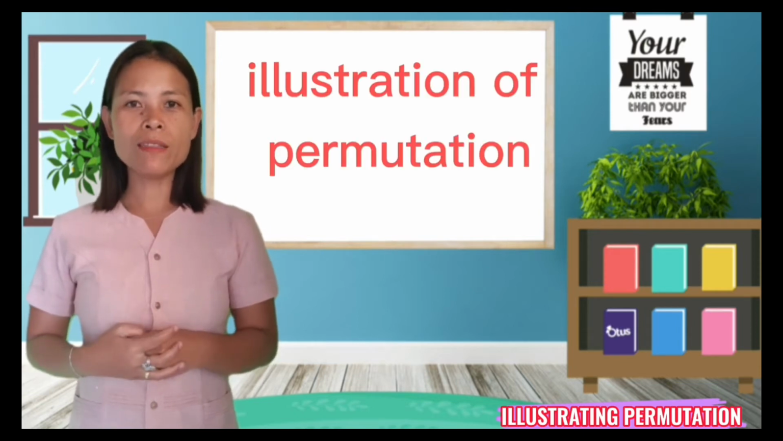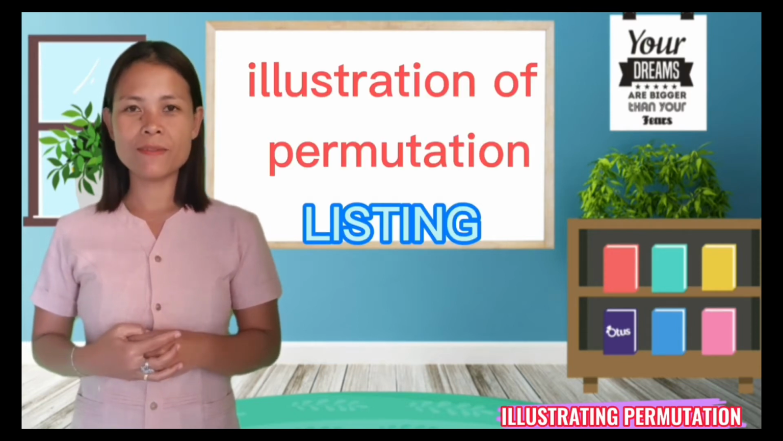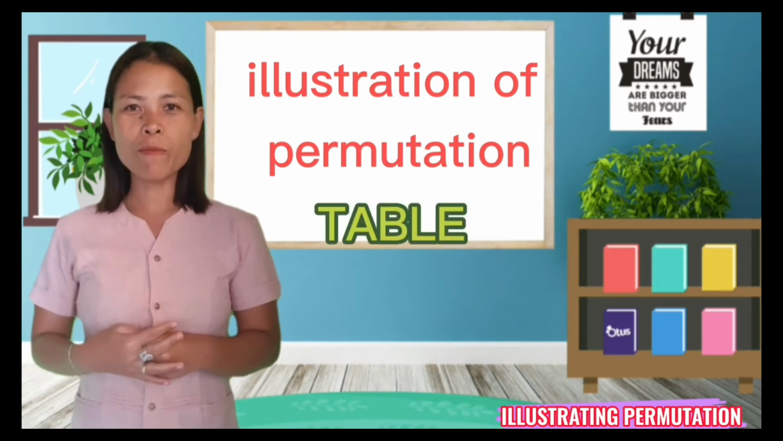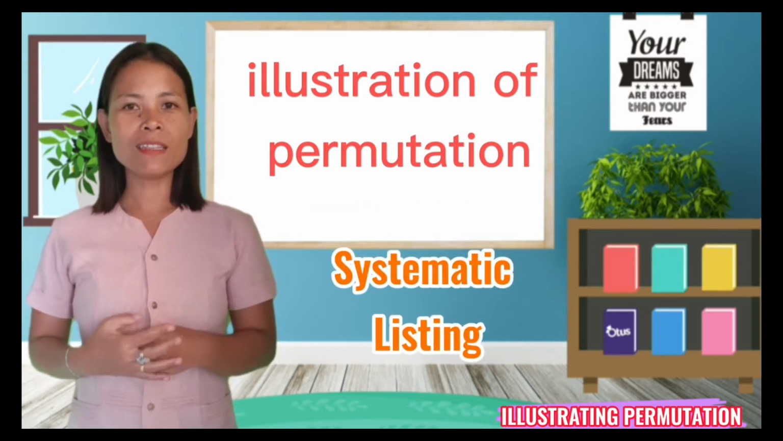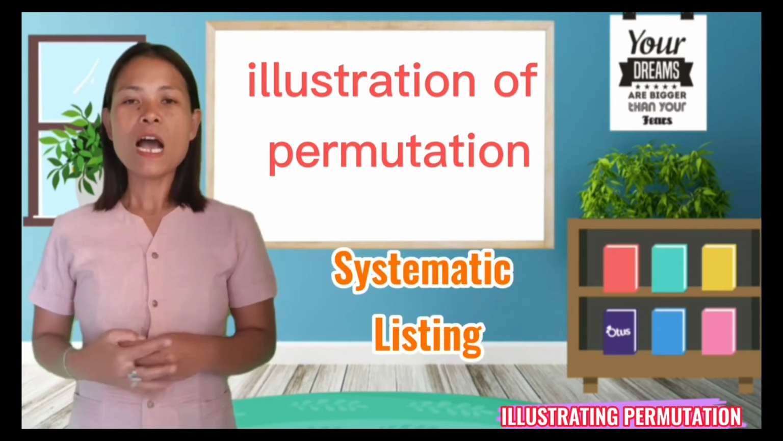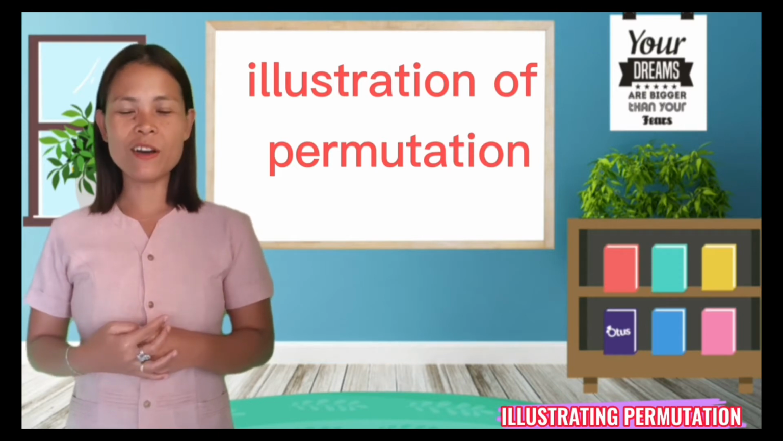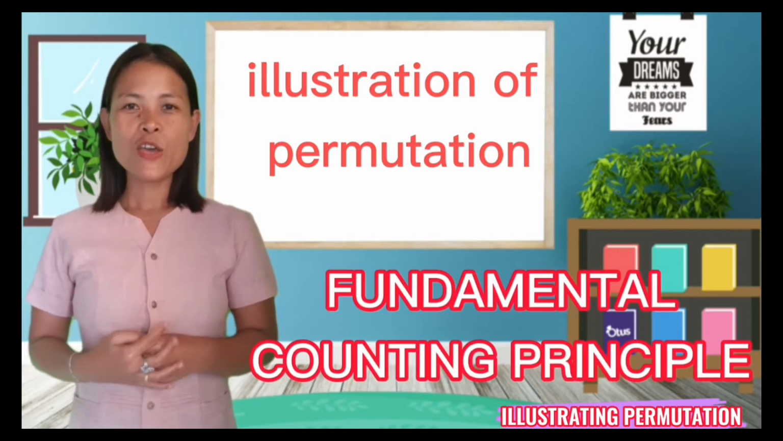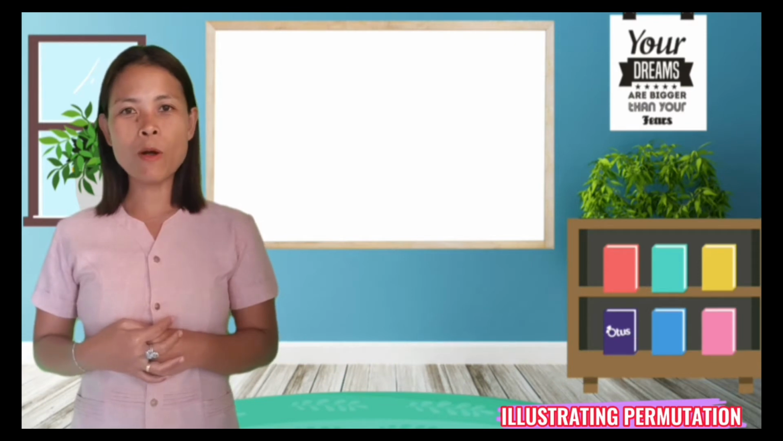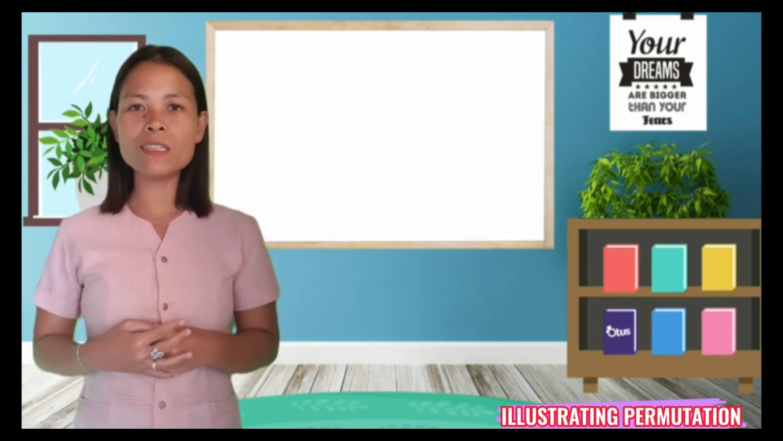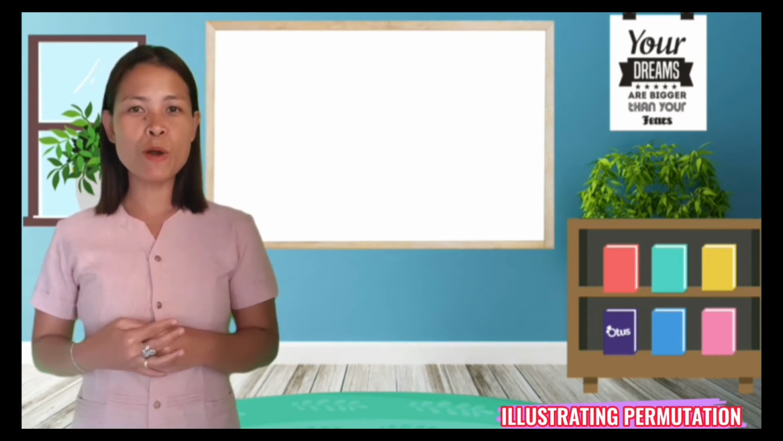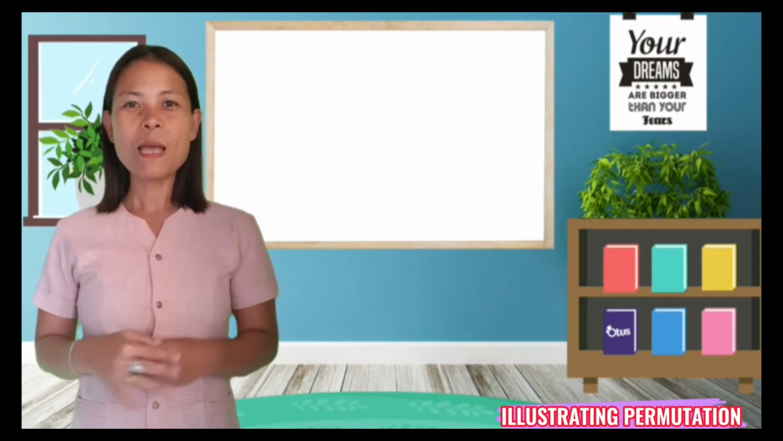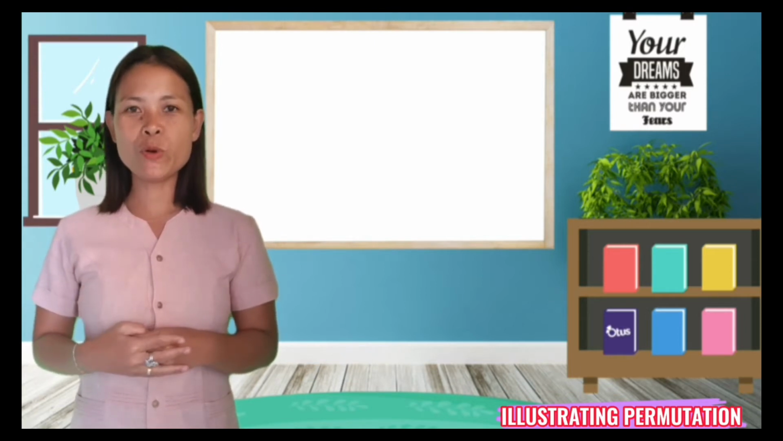We can determine the permutations by listing. We can also use a table and systematic listing, as well as the fundamental counting principle. This fundamental counting principle can be used to calculate the total number of permutations. By then, we can assure that our listed possibilities of an event are correct.